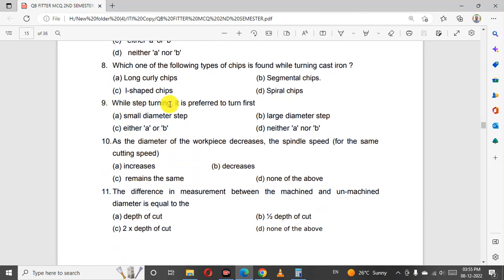Will step turning is preferred to turn first, either A or B: small diameter step or large diameter step?